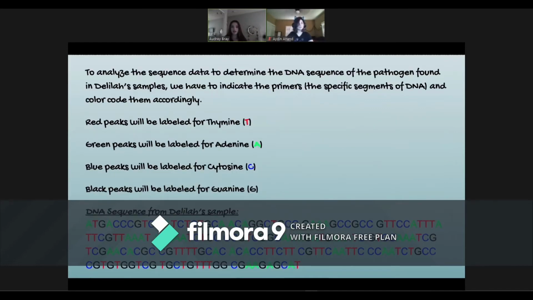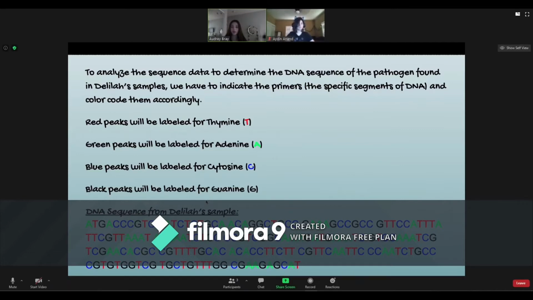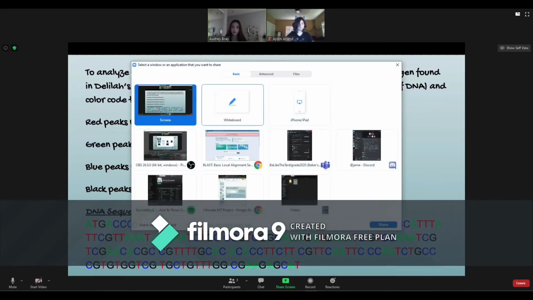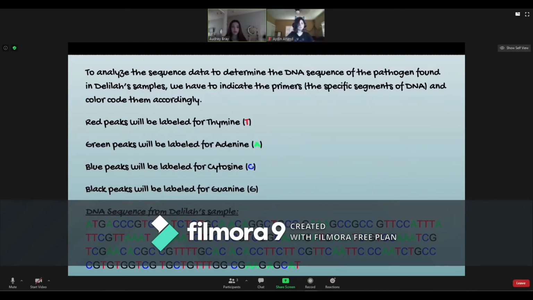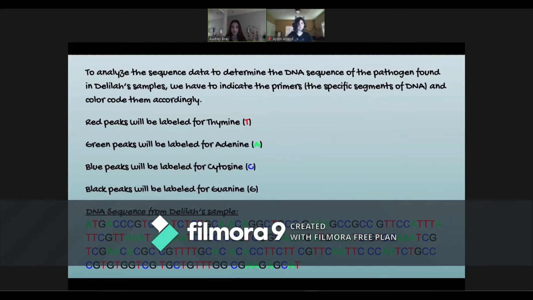So this is Delilah's sample at the bottom, which you can find with thymine as red, adenine as green, cytosine as blue, and then guanine as black. We use this sample and put it into a database, which we're going to switch over to and explain the process of going through it. When we made the sequence, we used a random generator to make her sequence.